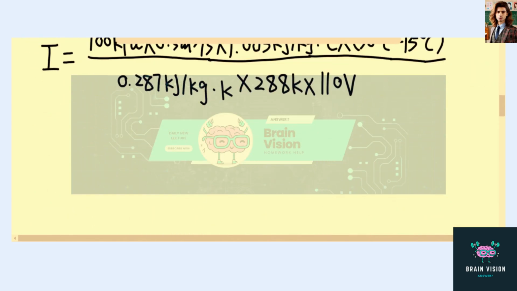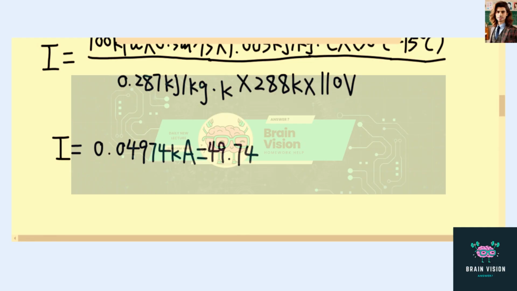And this will give us the current is about 0.04974 kiloampere. If we convert it to ampere, it's about 49.74 ampere. And this is the answer for this question.